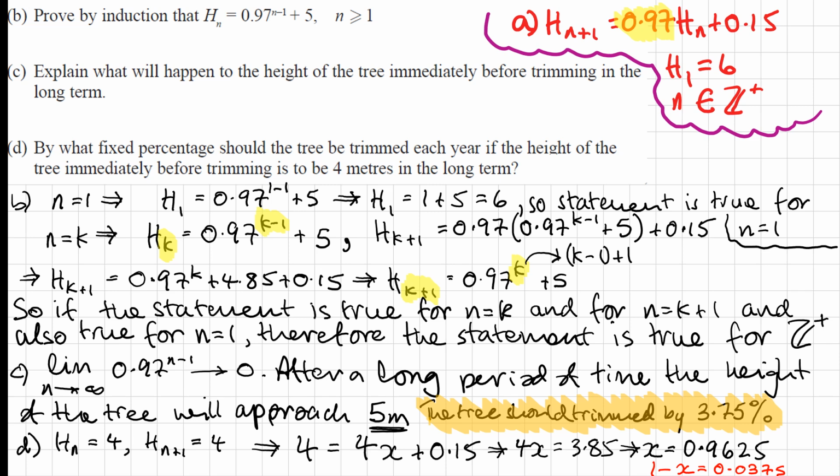Now this makes sense because previously it was 3% that was trimmed, and it's going to become 5 meters in the long term. And if I want it to be shorter, I'd expect to trim by a slightly larger amount than the 3%. So that fits with what I would expect.